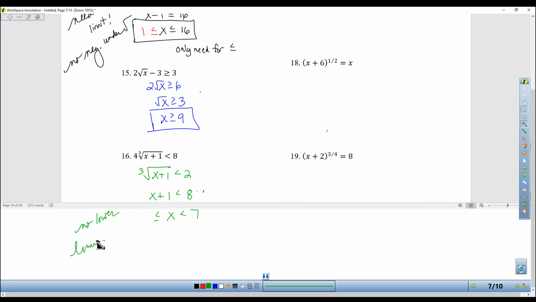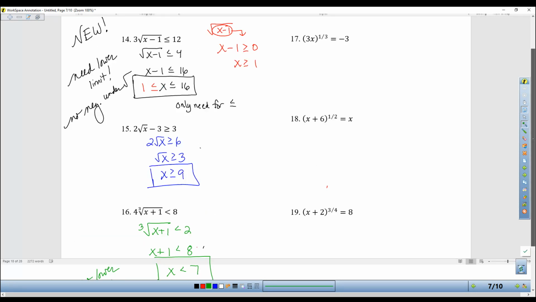Because this is a cube root. And cube roots can have a negative underneath the radical. So it is not necessary. Cube roots don't have any restrictions. Square roots don't have restrictions if you're already greater than a positive number. But negative ones, or rather less thans, do, because you can't have a negative underneath a square root. So just make sure you watch out for that.